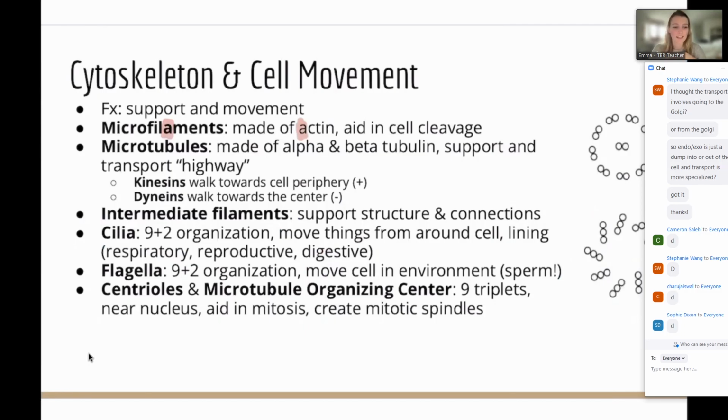Someone told me, I think it was Justin who taught my bio section, that if you think about the center of the cell as the drama, that's like the negative space. So the dyneins are walking towards the center, which is the negative pole.